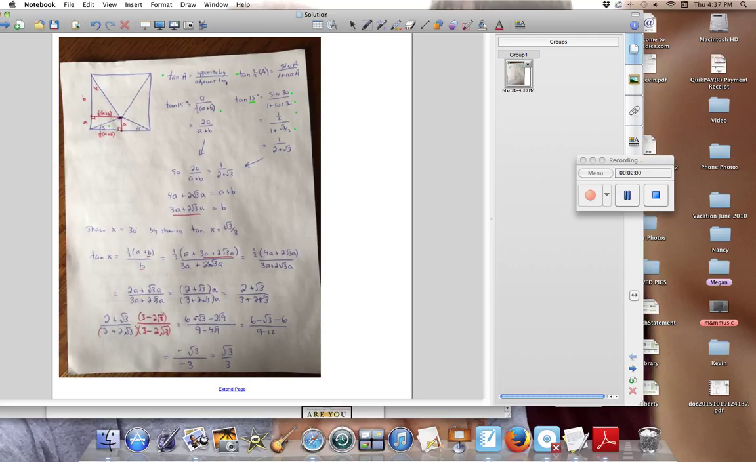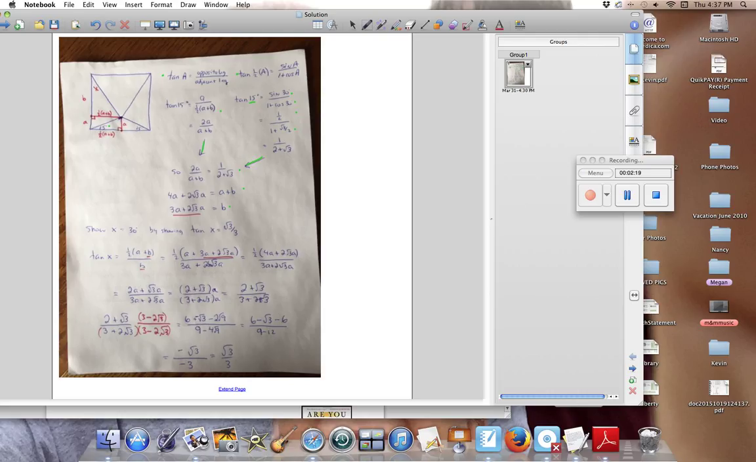So since they're both an expression for tangent of 15 degrees, these have to be equal to each other. So I set them equal to each other, and then solve for B. Did a little cross multiplying and solved for B. What I can do now is use that for substitution later on.